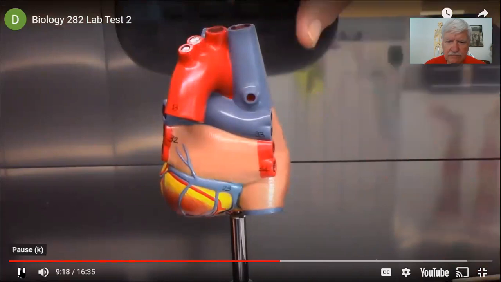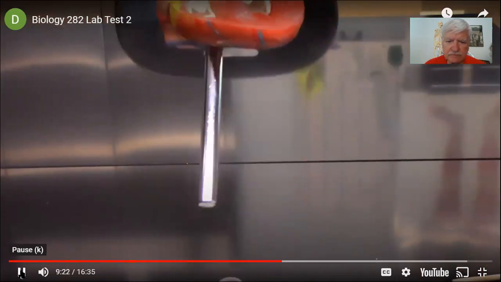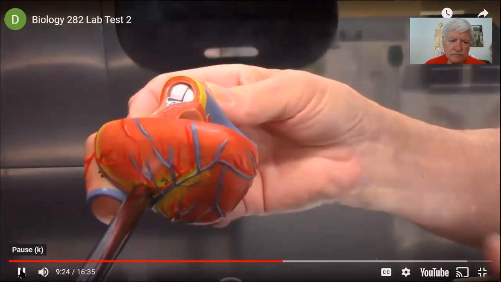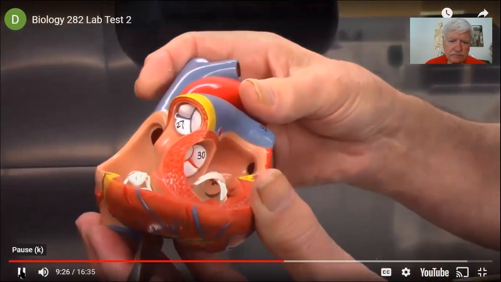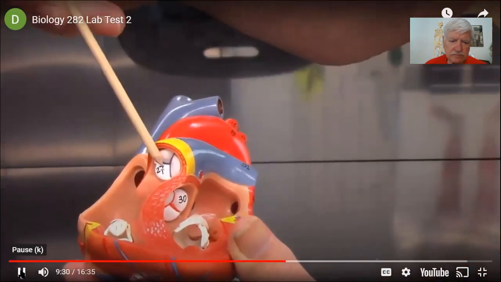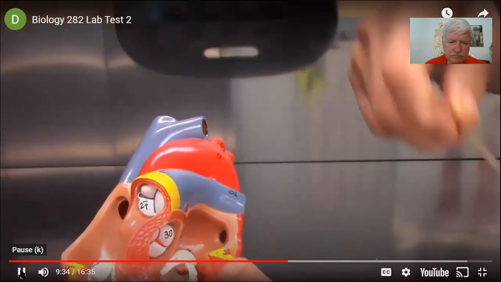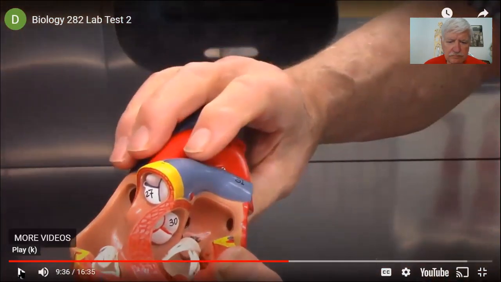Number 13, name, see if I can get a position right. Name this valve, which is between the right ventricle and the pulmonary trunk. Pulmonary semilunar valves.